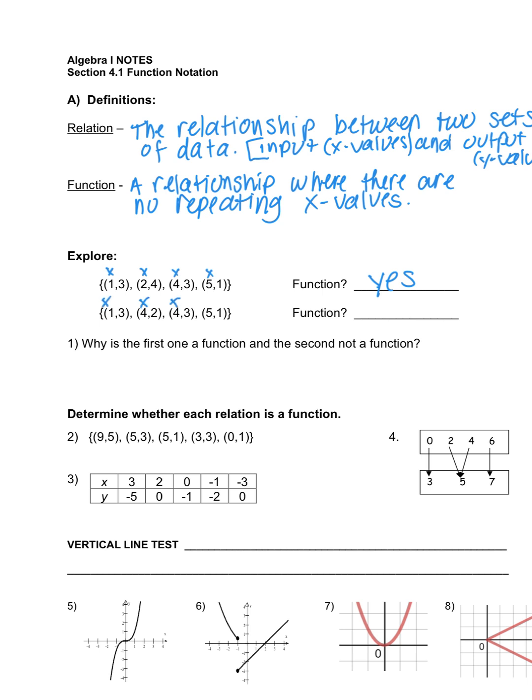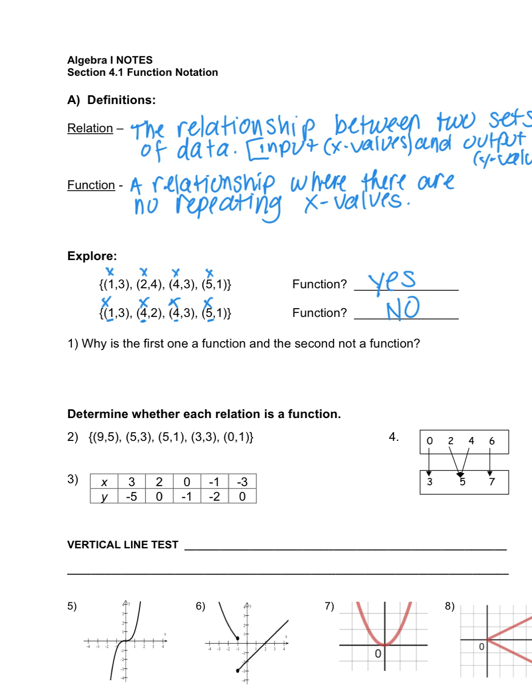Now let's check the next set of numbers. Let's label our X's so we can see them. We have 1, 4, 4, 5. If you notice, those 4s are repeating. Therefore, this is not a function. So we will put no for function.